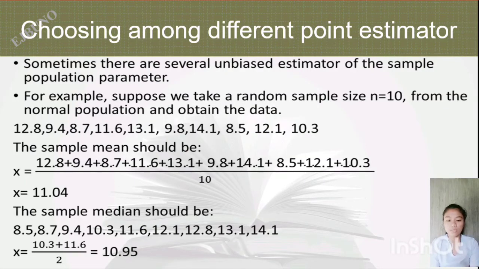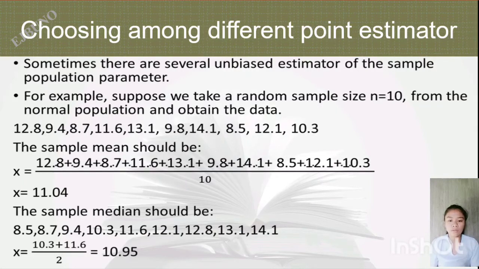So for the sample median, we arrange the data from lowest to largest. So it will be 8.5, 8.7, 9.4, 9.8, 10.3, 11.6, 12.1, 12.8, 13.1, 14.1. In getting the median, we're going to find the middle values. So this is an even number, so we're going to find the two middle values, which are 10.3 and 11.6.